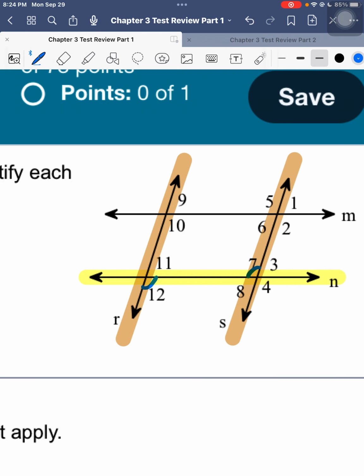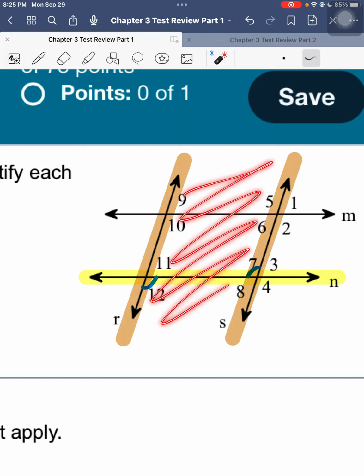So now, if I can prove that the alternate interior, alternate exterior, or corresponding angles are congruent, then I can say that lines R and S are parallel. Or if I can say that the same side interior angles are supplementary, then I can also prove that R and S are parallel.